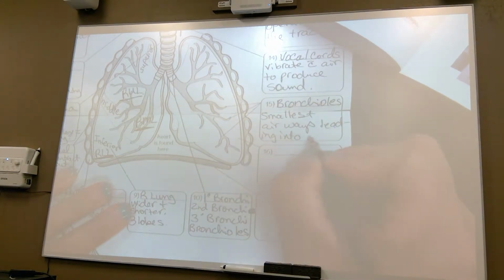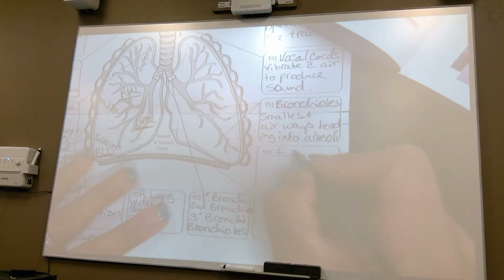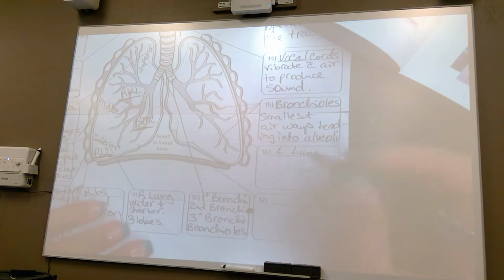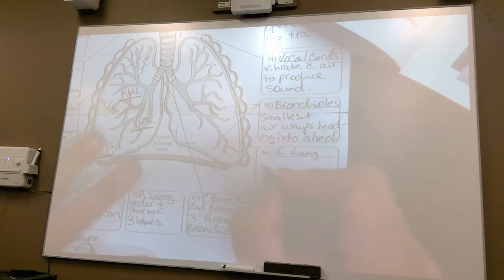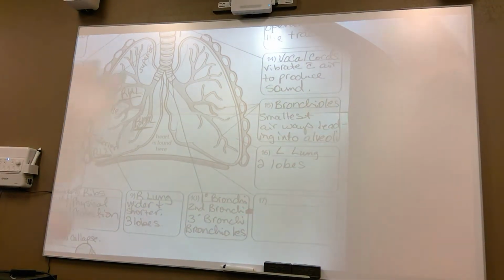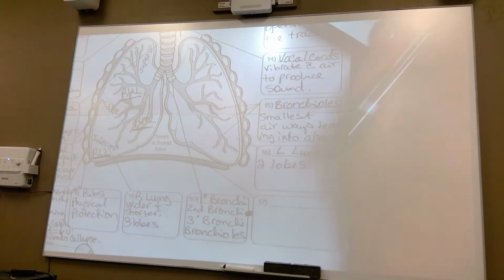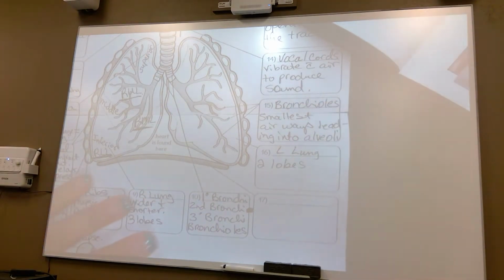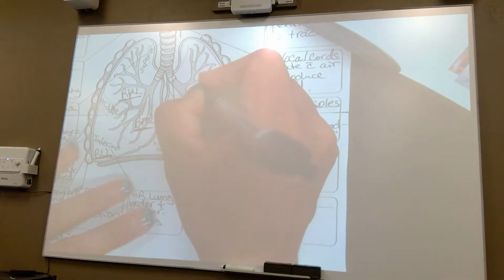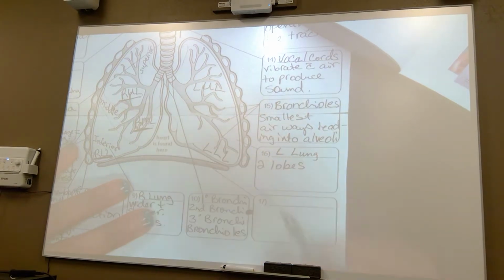Sixteen's just left lung, right? 16 is the left lung. So the left lung has how many lobes? 2 lobes. LUL and LLL. So you can label them again. You can have them as superior left lung lobe and inferior left lobe, or you can label them as left upper lobe and left lower lobe.